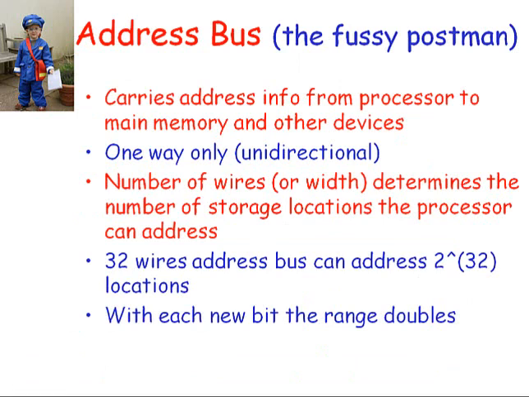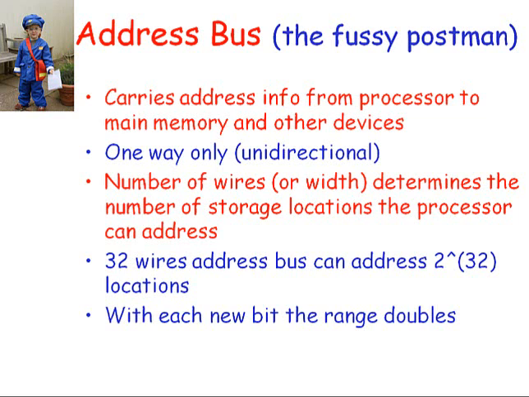So the first bus, the address bus, has a job purely to carry address info from the processor to main memory and other devices, and we call that unidirectional. It only carries data in one direction. And there's a little bit more we need to know about it in terms of calculations. The number of wires in it determines the exact number of locations that the processor can address. So for instance, if you had a 32 wire address bus, it can address 2 to the power 32 locations, and for every wire that you add after that, the range doubles.